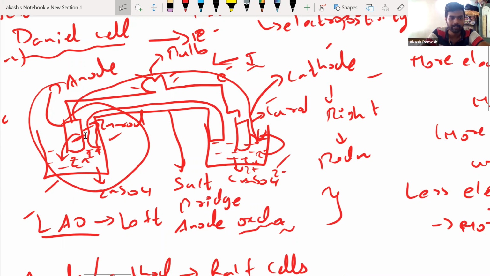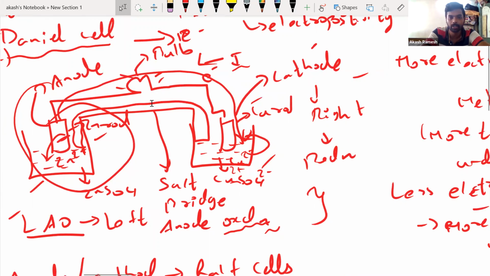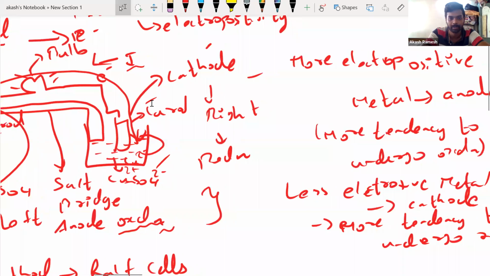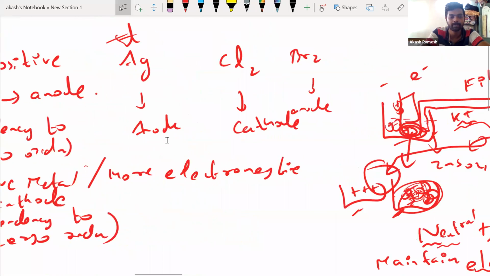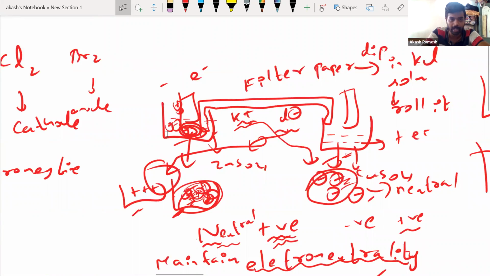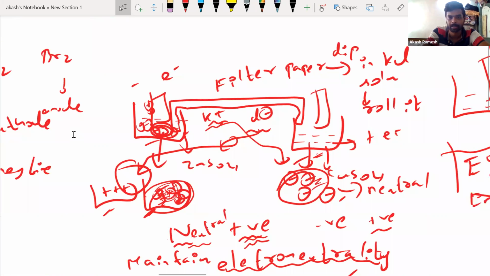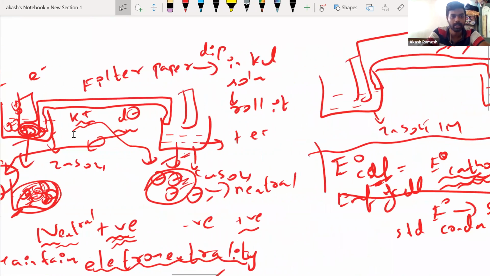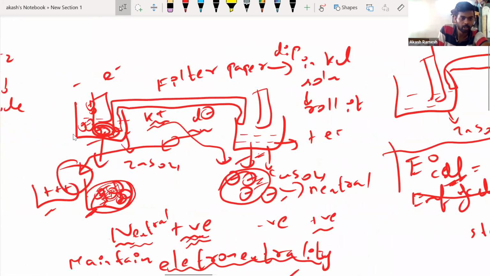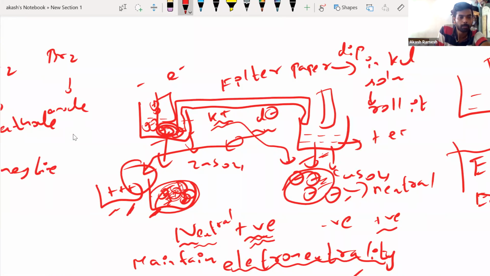And then one more thing, what we have here is a salt bridge. Now for the salt bridge, we know why we are using it. There will be some charges formed here. So basically the zinc 2 plus ions, the solution is going to become more and more positive, because from here the Zn2 plus ions are going to go inside the solution.